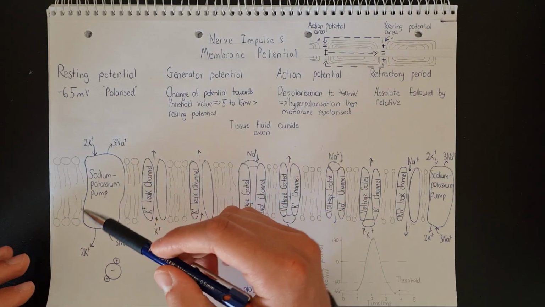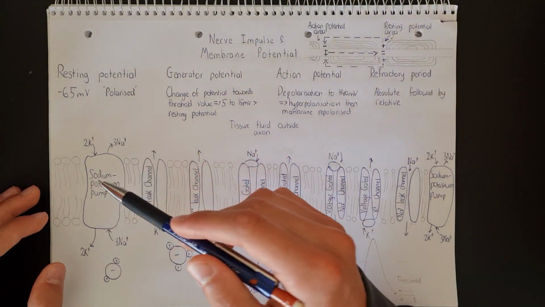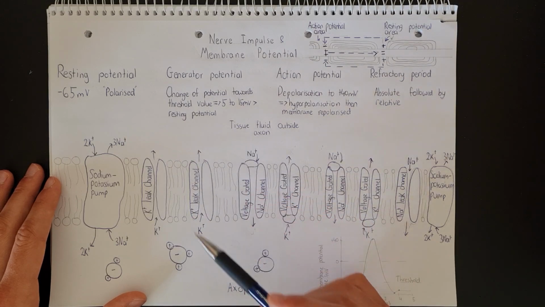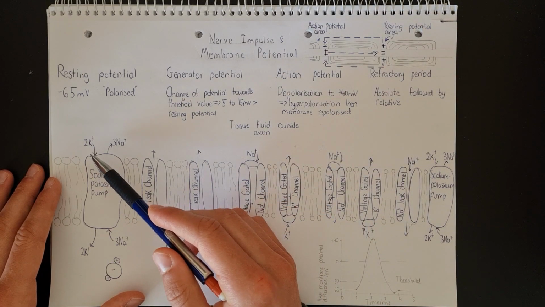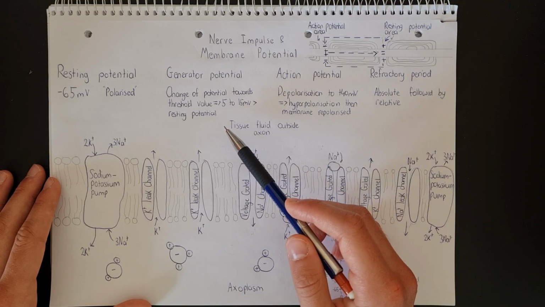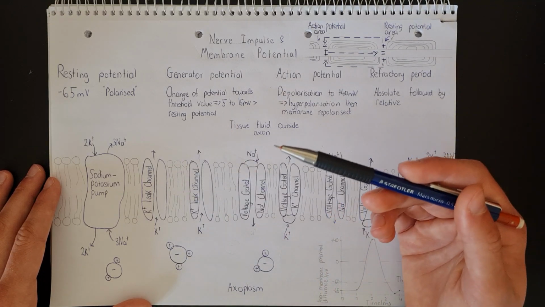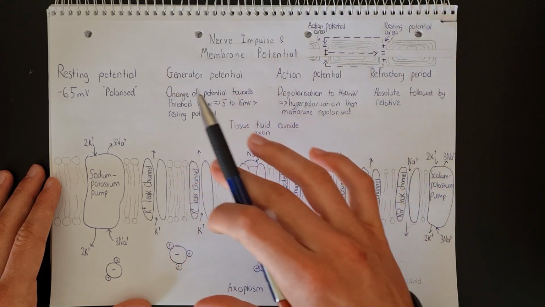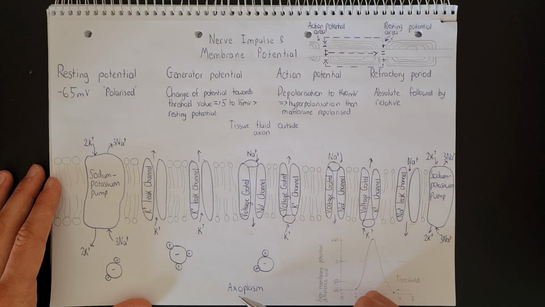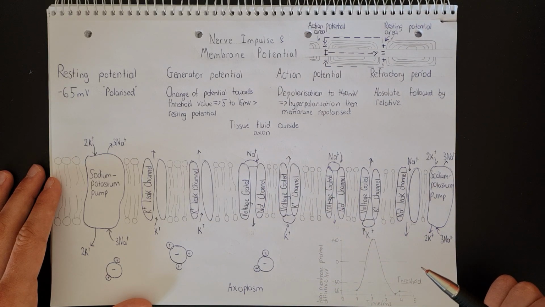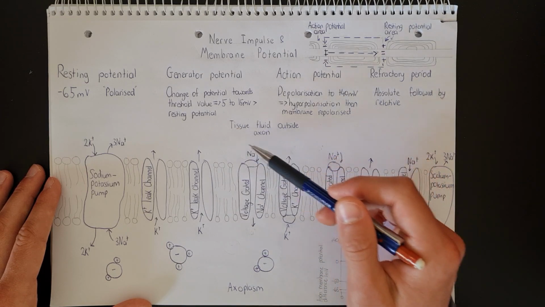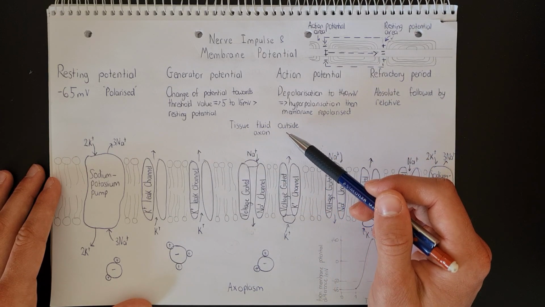So we can already see that over a period of time, there will be more sodium ions outside than inside, and there will be more potassium ions inside than outside. So that means that there is going to be an electrochemical gradient being established. Sodium ions will want to come into the axoplasm down the concentration gradient. Potassium ions will want to leave the axoplasm and go into the tissue fluid outside the axon.